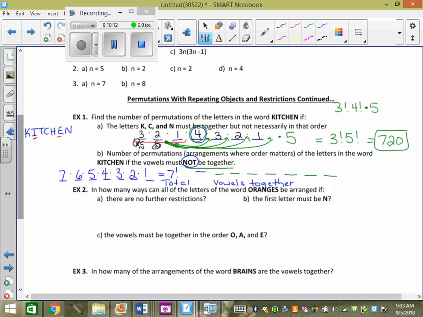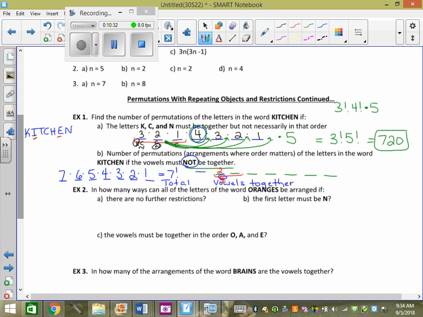The I and the E, right? So we're going to hook them together at the beginning. That's what we do. Does it say vowels together at the beginning? No, it says vowels together. So how many options do we have for this first blank? 2, E or I, right? Then we keep one of them there.